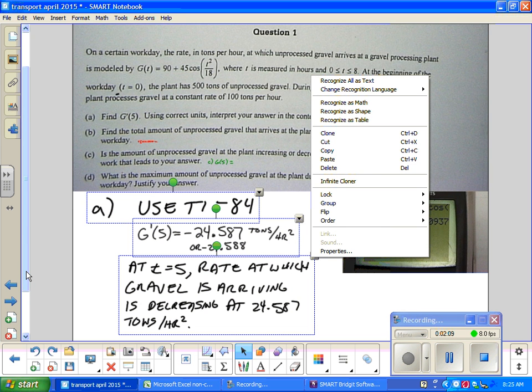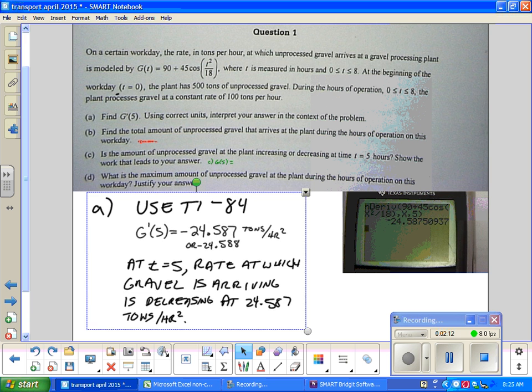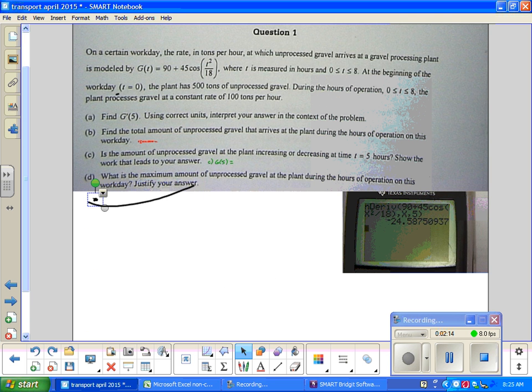And again, units are very important. So units are very important on this. So 2 easy points right there.